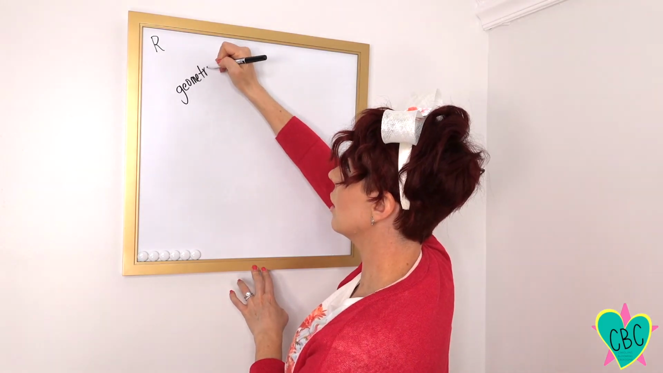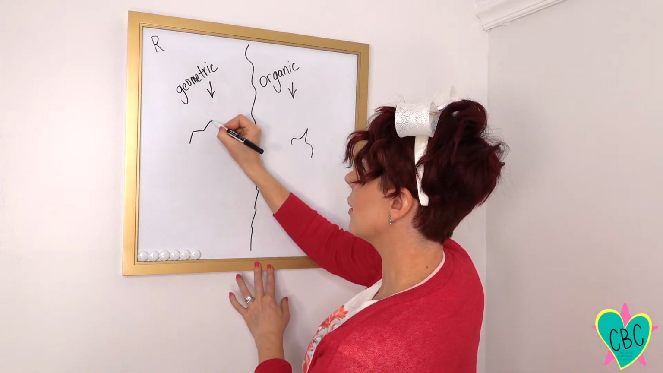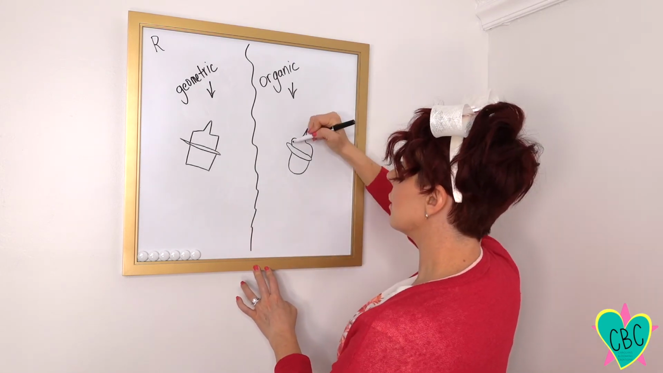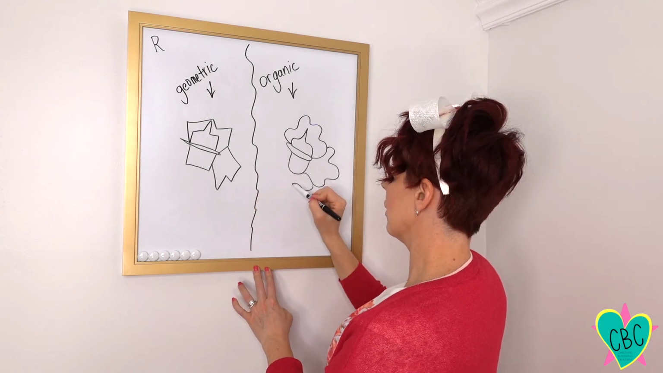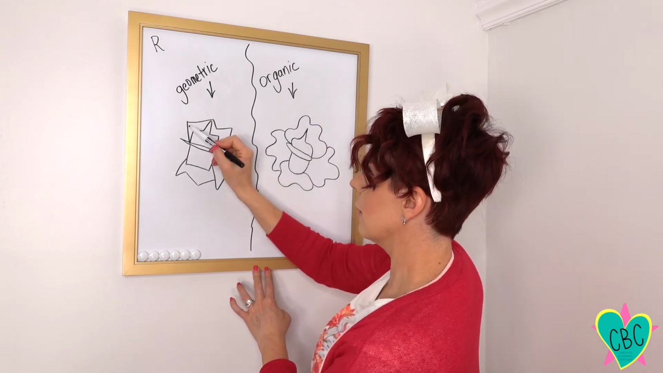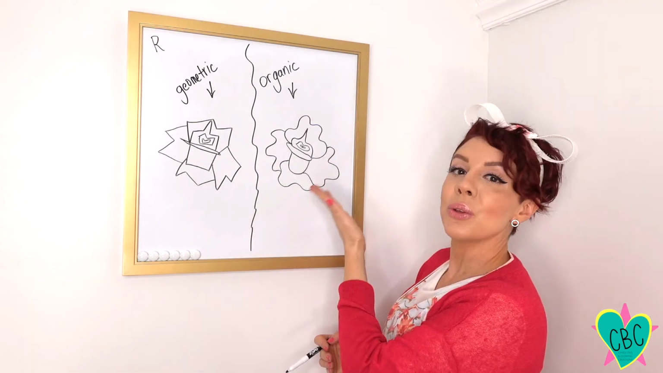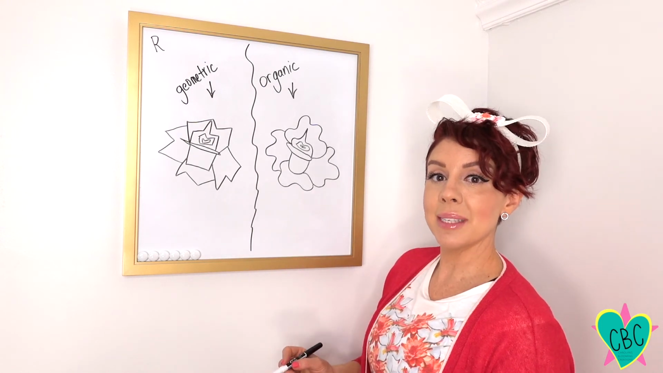I'm going to draw both styles, that way you can see how one is drawn organically and how one is drawn geometrically. So this is our organic rose and this is our geometric rose. Now let's add stems.